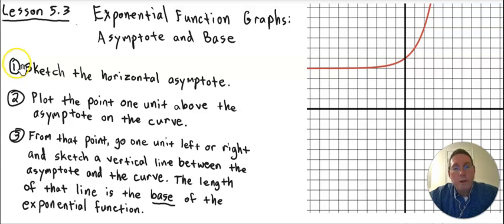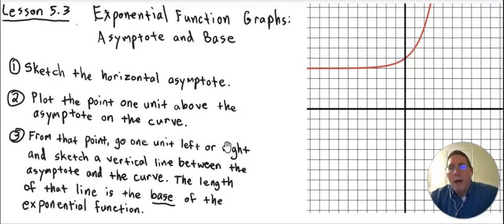Okay, we're only going to do 3 steps. First, we're going to sketch the horizontal asymptote. When we sketch it, we're going to identify it as well, and it's going to be a y equals number. You'll see that in a minute. Sketch the horizontal asymptote and identify the horizontal asymptote. Then plot the point that is 1 unit above the asymptote on the curve. I'll show you where that is in just a few minutes. And then from this point in step 2, you're going to go 1 unit either left or right. And I'm going to show you how to know whether you go left or right. You don't get to pick whether you go left and right. The graph tells you whether you should go left or right.